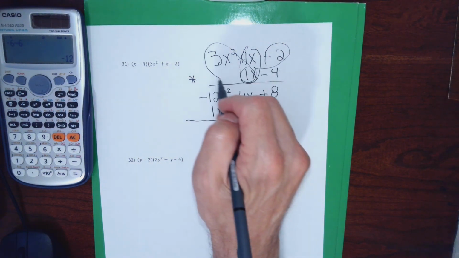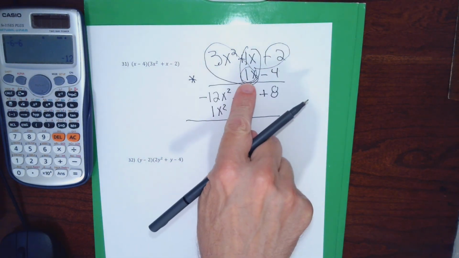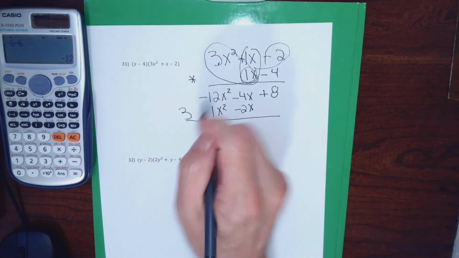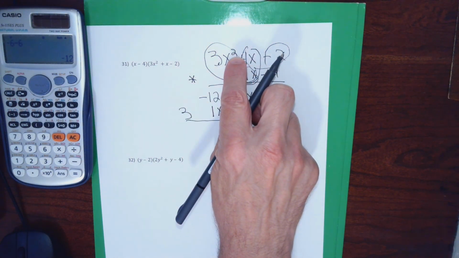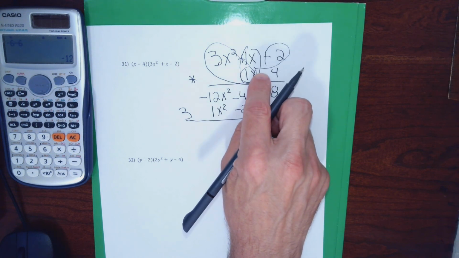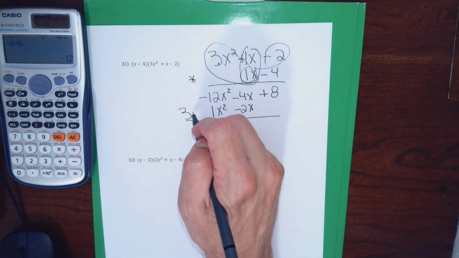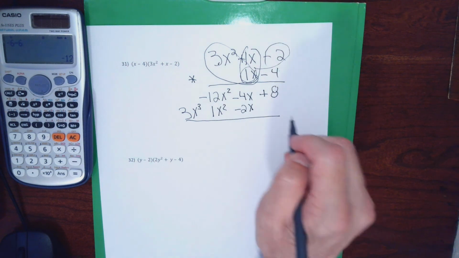And then 1x times 3x squared. I multiply the 1 and 3 and get 3. I add the exponent from the x squared of 2 with the exponent of 1 from the 1x, and 2 plus 1 gives me an exponent of 3.